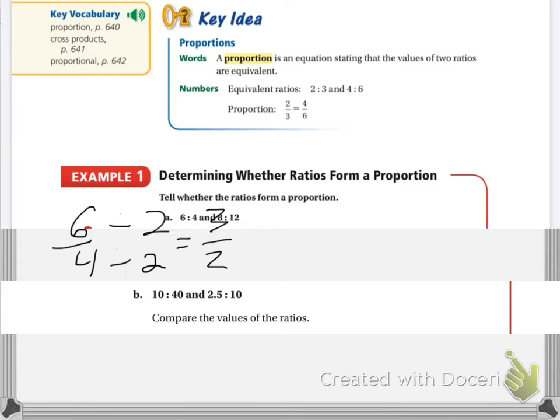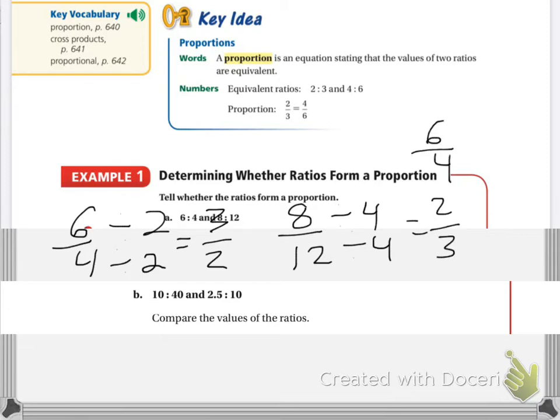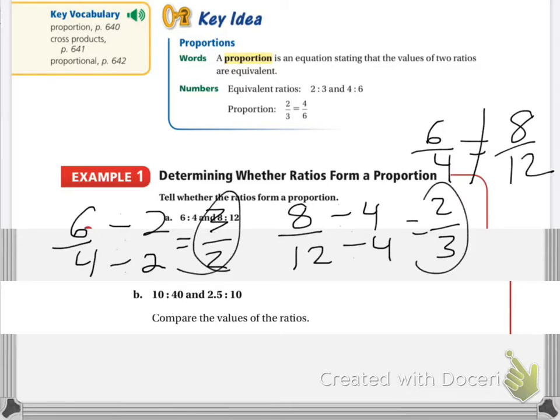Then I'm going to do the same thing with my 8:12. I will do 8 twelfths. I can divide both of those by 4, and when I do, I get 2/3. So 6 to 4 is not equal to 8 to 12, because they're simplified fractions of 3 halves and 2/3. Those aren't equal to each other, so they do not form a proportion.